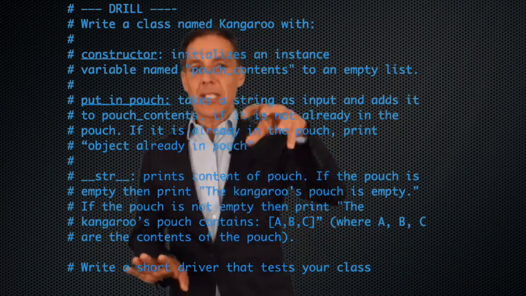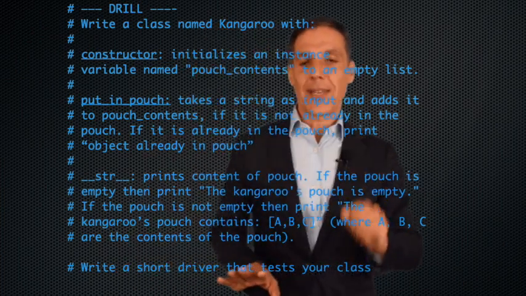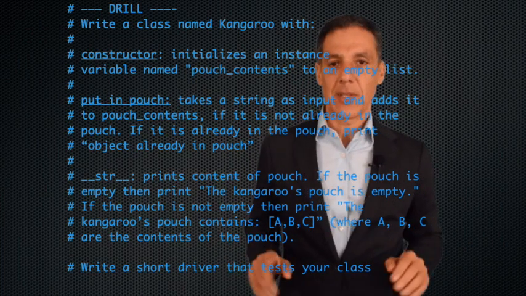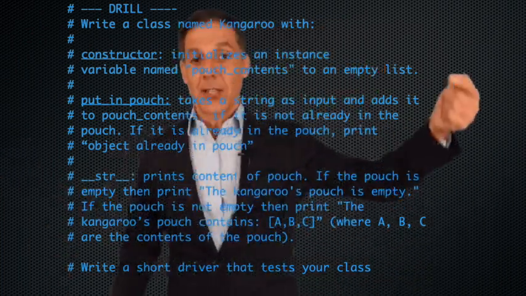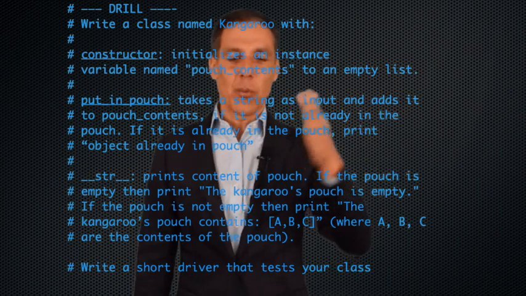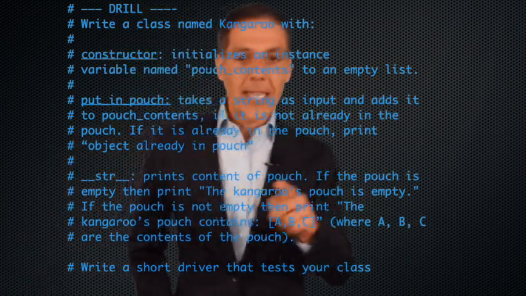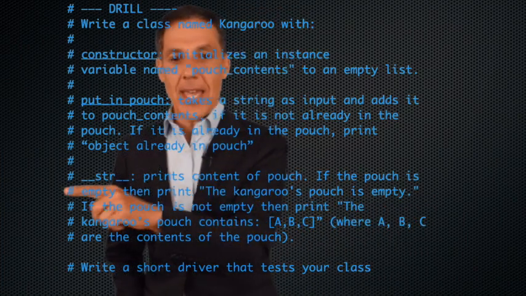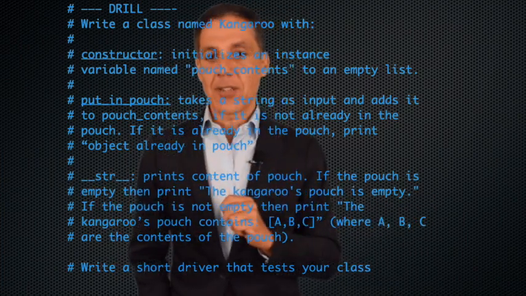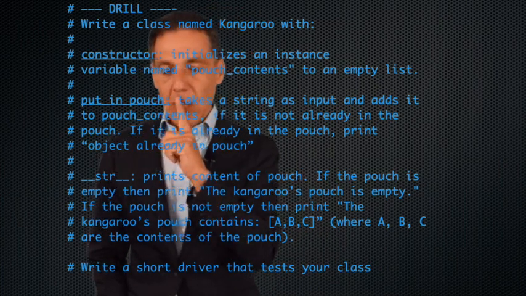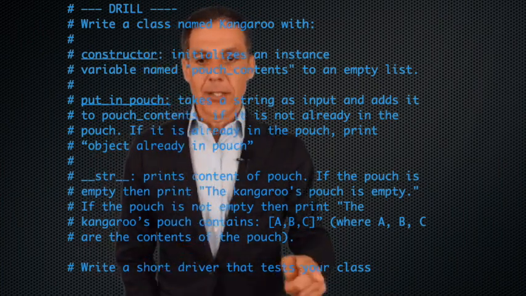So if I add something into the pouch, like a bowling ball, and then I try to add a bowling ball again, you shouldn't put two bowling balls in, only one at a time. But if it's not, then you should add it to the pouch, and it doesn't matter where in the list it is. The print function should print the kangaroo's pouch contains, and then print out everything that is in the list. Okay? Good. Again, as always, write a little driver.